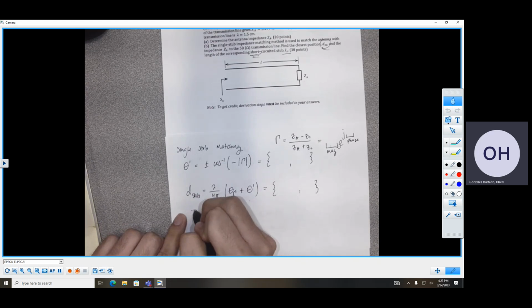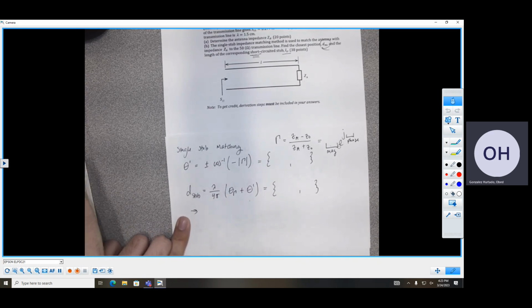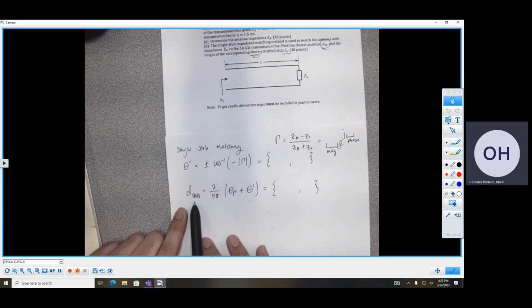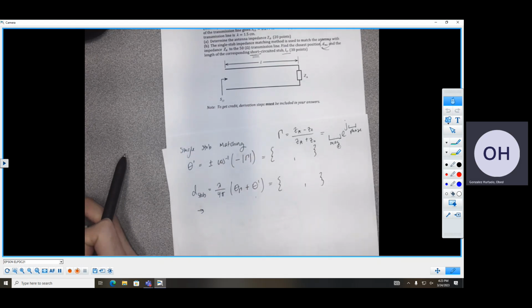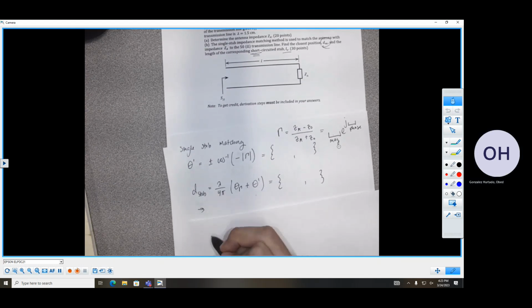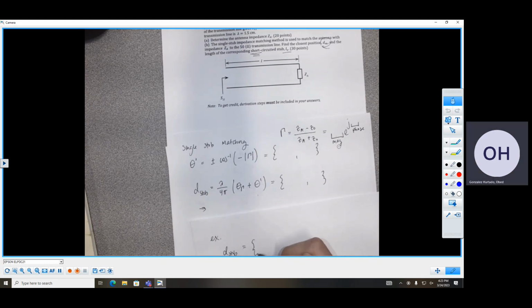From here, please take note, I took note as well, that when you evaluate the distance of the stub, you need to take the smallest one, the shorter value, and also the positive one. Let's say we end up with something like, just an example.